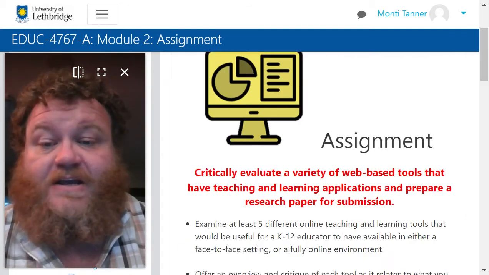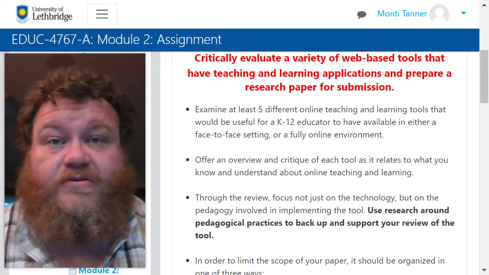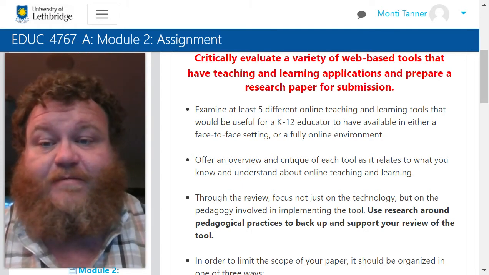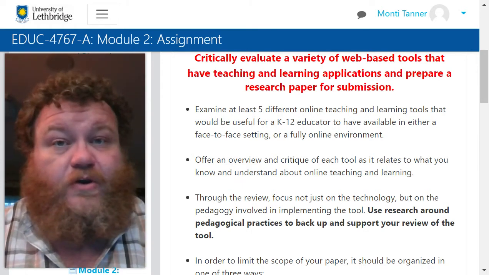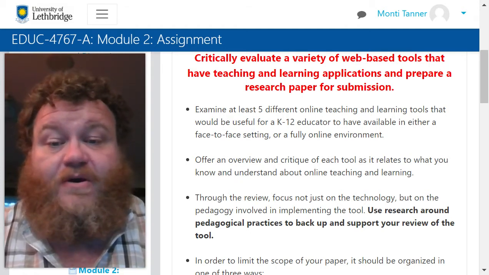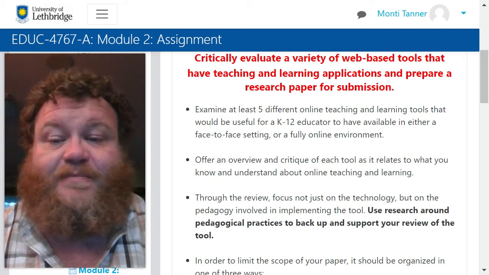research paper. So really try and look at about 5 different tools that would be used for online learning in a K-12 environment. Offer an overview, a critique of each tool as it relates to what you know and what you understand about teaching and learning online.